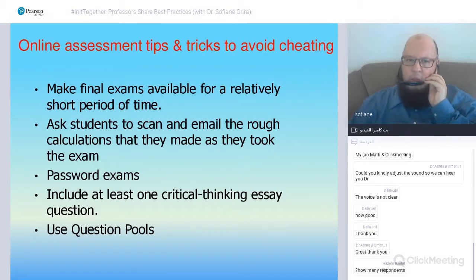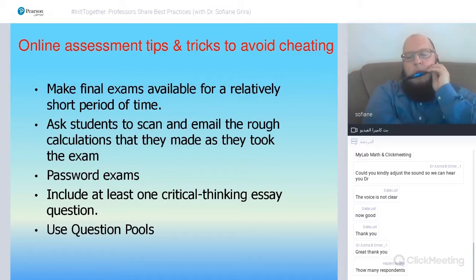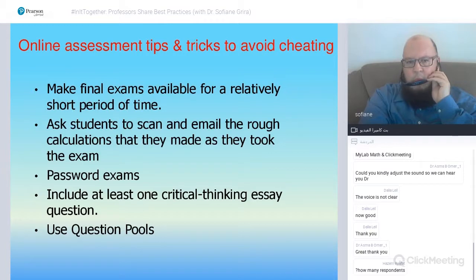So, online assessment tips and tricks to avoid cheating. Since we are now teaching from home, the question of integrity, how the students cannot cheat in the exam, is a big issue now for all of us. I know that we cannot say the students will not cheat 100%, but we will try to minimize the cheating. So here's some advice to minimize the cheating.